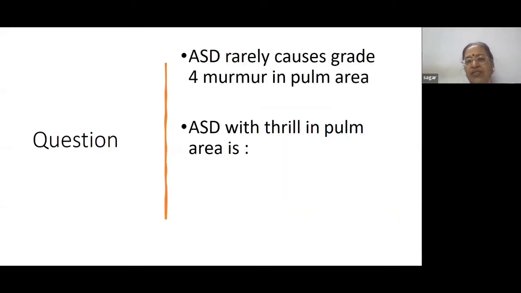Now, one of the questions that's often asked is that an ASD, however gross it may be, hardly causes a grade 4 murmur.